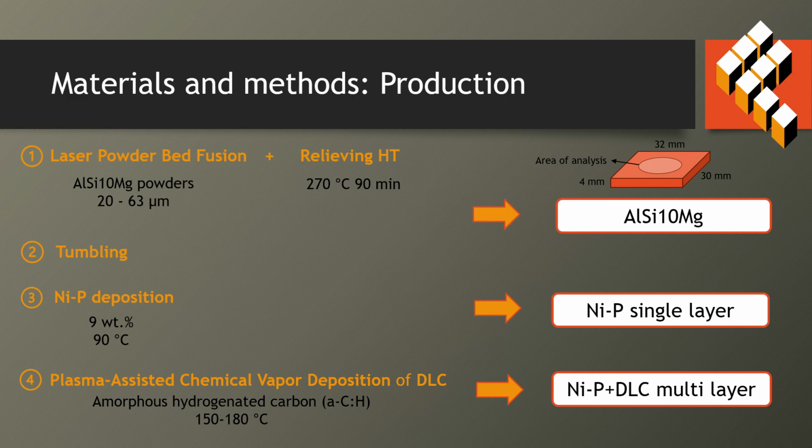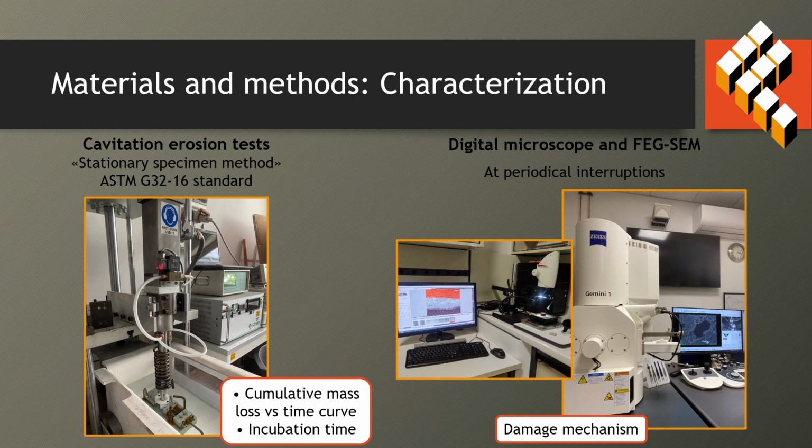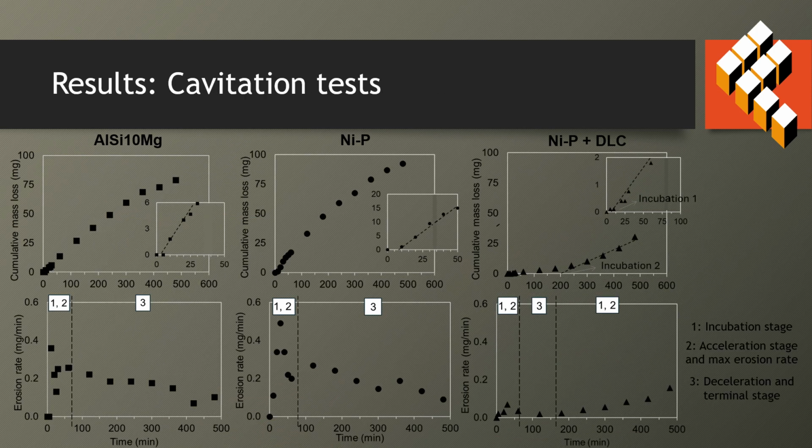Cavitation erosion tests were performed using an ultrasonic device for a total test duration of 8 hours with periodical interruptions, at which the samples were weighed and then the eroded surface morphology was examined. The main results are now shown.